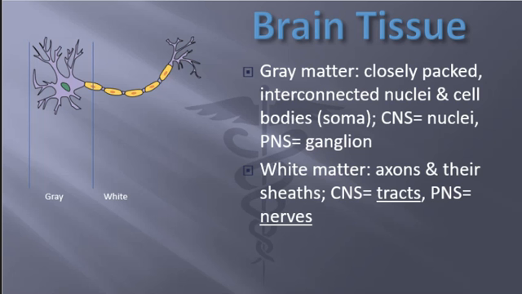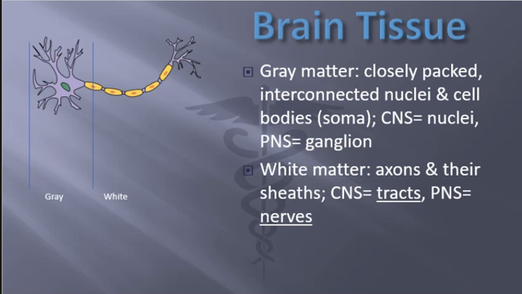It's closely packed, interconnected nuclei, we'll get to that in just a second, what that means, and cell bodies of the neurons. Okay, so remember where the cell bodies are. Those are that part we call the soma. You've drawn that before, the soma. In the central nervous system, we call the chunks of gray matter, or little clumps of gray matter, nuclei. In the peripheral nervous system, we call those little clumps of gray matter ganglion.